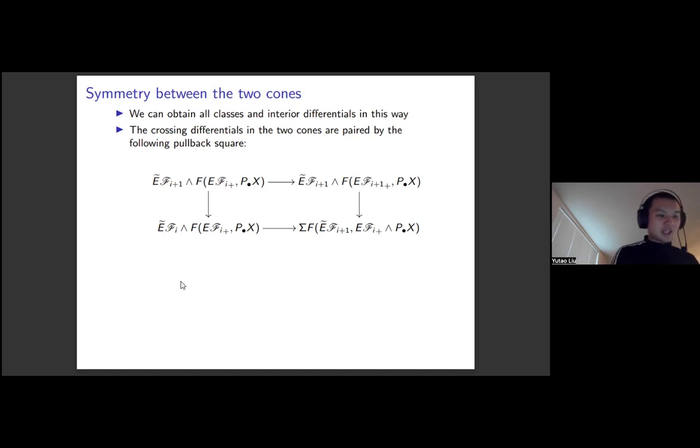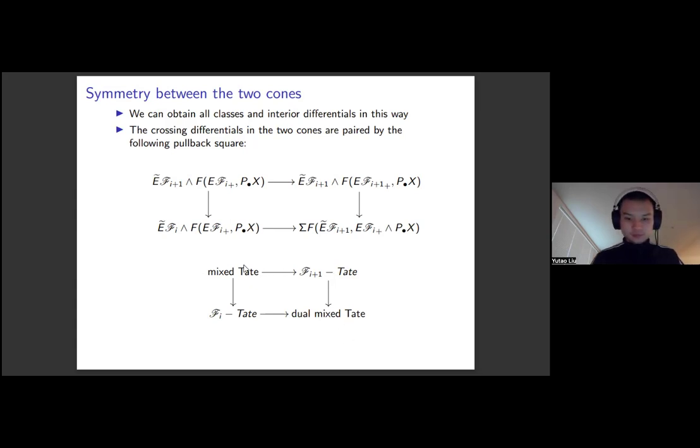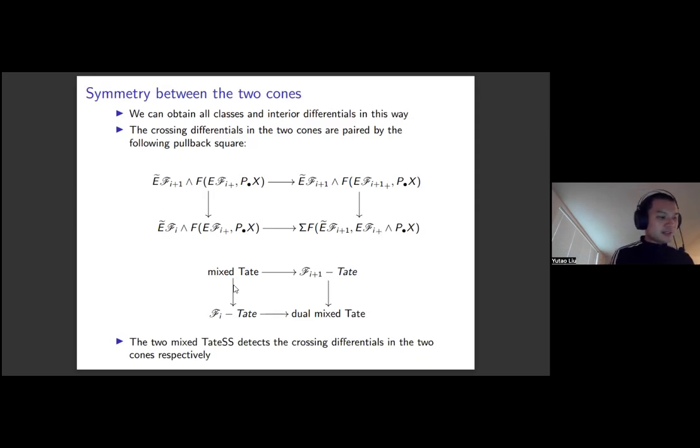Those differentials can be detected. Well, they can be paired by this more complicated pullback square. It is some kind of square between different Tate and also the mixed Tate diagrams. The two mixed Tate spectral sequences will detect the crossing differentials in both cones. So if you know one of them, you can apply this pullback diagram to study the other.